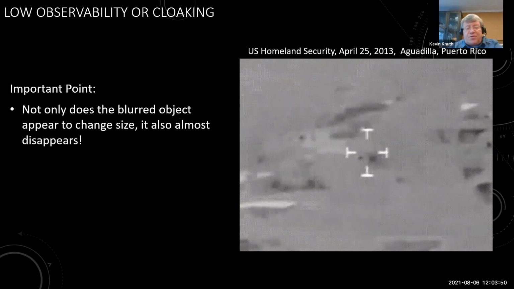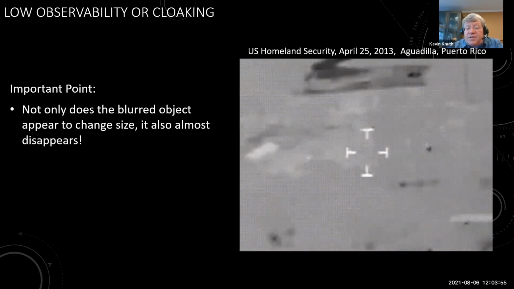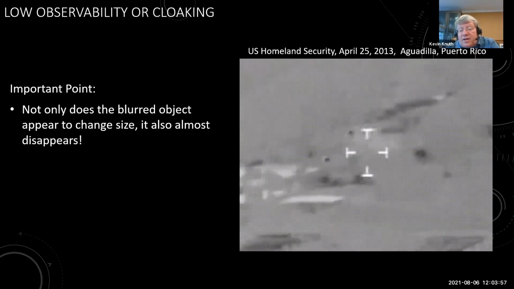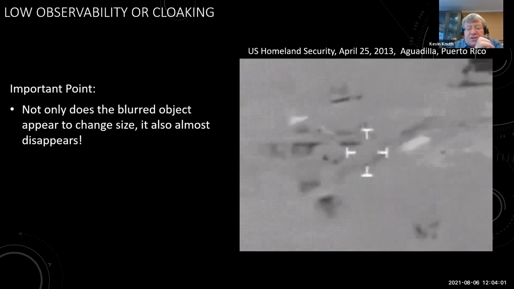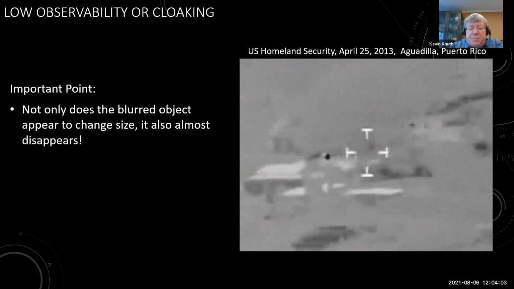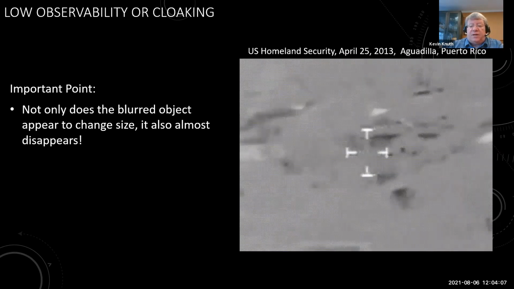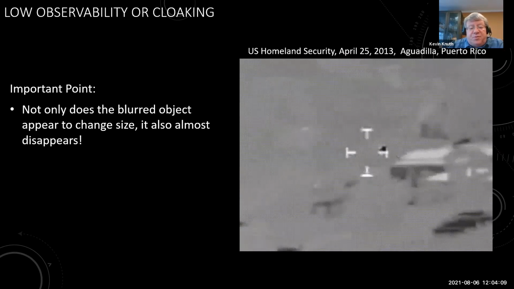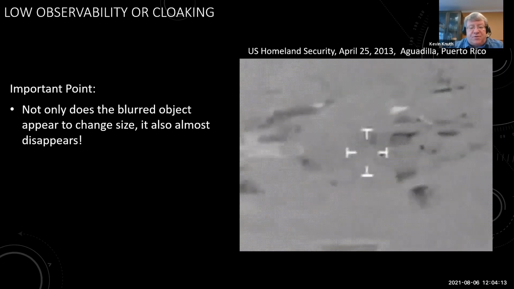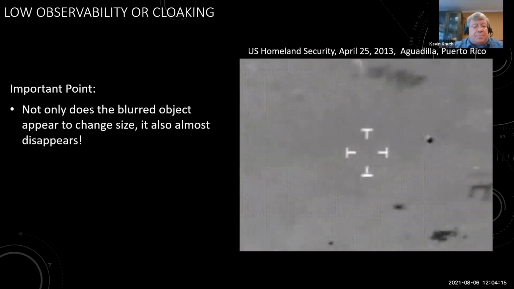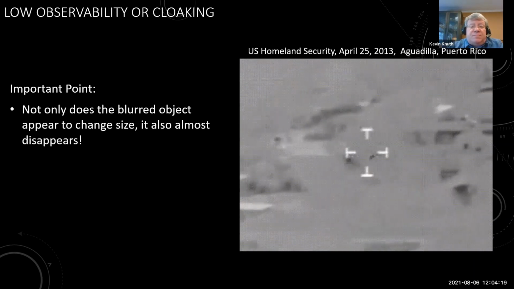All right, low observability or cloaking. So this is the same object in Aguadilla, and you watch as it's flying over the city here, it'll actually dramatically change size and almost disappear at some points. So it's not clear exactly what's going on, but the UAP are observed to do that. Sometimes this activity seems to be intentional, as if they're trying to hide, and sometimes it just seems to happen. Next slide, please.